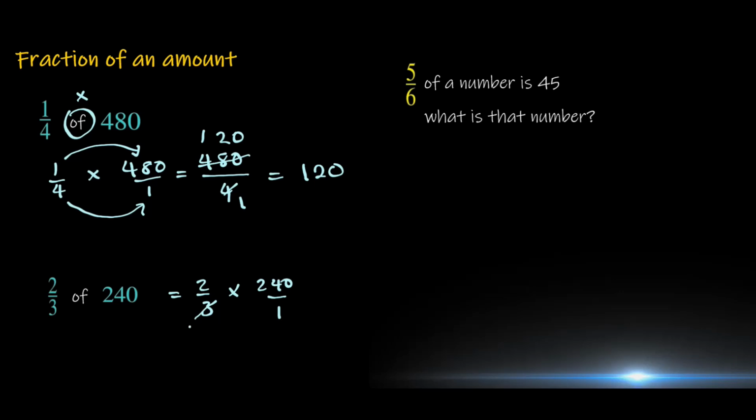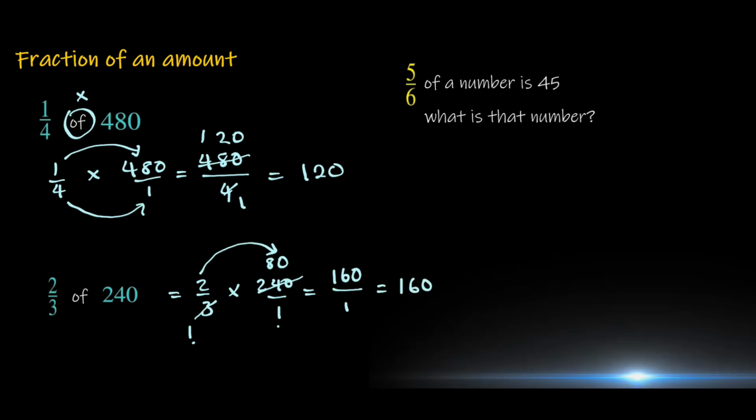3 divided by 3 is 1. 3 goes into 240 80 times. So now I've got 1 and 1 on my denominator, and I've got 2 and 80 in my numerator. So I can multiply 2 times 80, which is 160, and 1 times 1 is 1. So my final answer is 160.